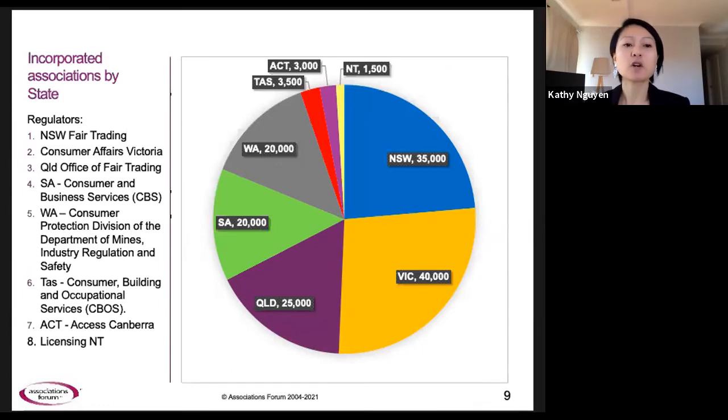So in terms of incorporated associations, a few years ago, we called each state regulator. So they're listed, there's 8 of them, and they all have different names. And we asked them how many incorporated associations are on your register. So these are roughly the numbers. So Vic, New South Wales, Queensland have the most, followed by WA, SA, and then smaller amounts in Tas, ACT, and NT.